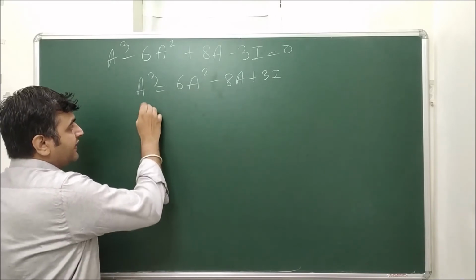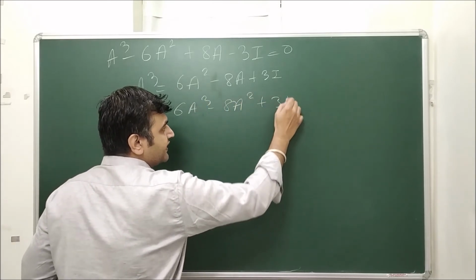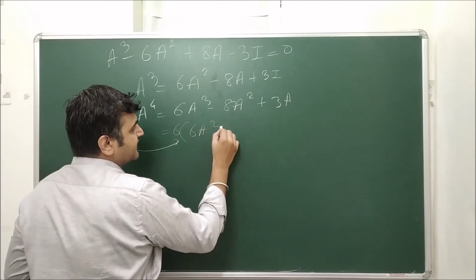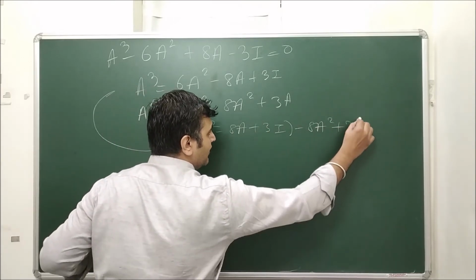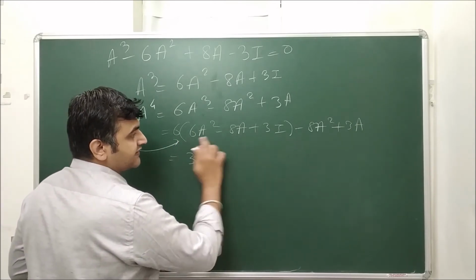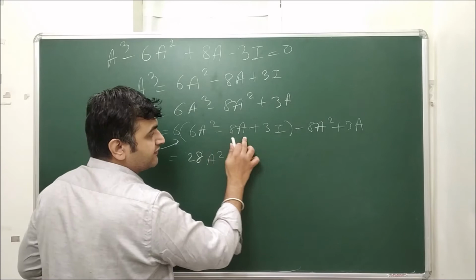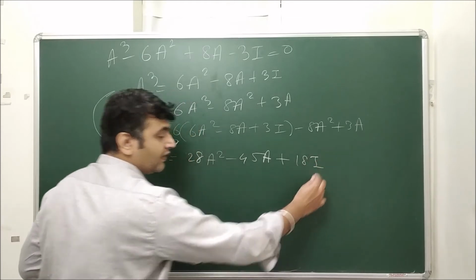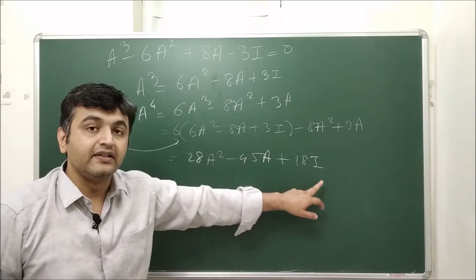If I multiply both sides by A, I have A raised to 4 equals 6A cube minus 8A square plus 3A. But what is my A cube? By this part, my A cube is nothing but 6A square minus 8A plus 3I. And here minus 8A square plus 3A. And what is this? This is 36A square. And 36 minus 8 is how much? 28A square. 8 6s are 48. Minus 48 plus 3 is minus 45A. And 6 3s are 18. So not only A cube, you can also write A4 as a combination of A square, A and I.